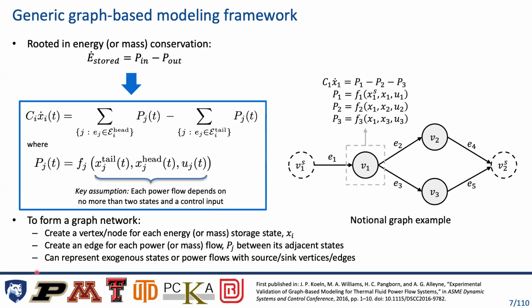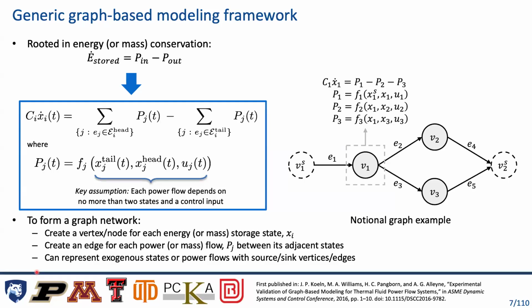And so to make a graph, what you do is everywhere you have one of these control volumes, really anywhere you store energy in a system, you put a circle, and we call that a vertex or a node. Vertex and node mean the same thing to us. And then anywhere you have a power flow between two states, you put an edge, one of these lines. And so you form up, this is what we mean by a graph, this network of nodes and edges.